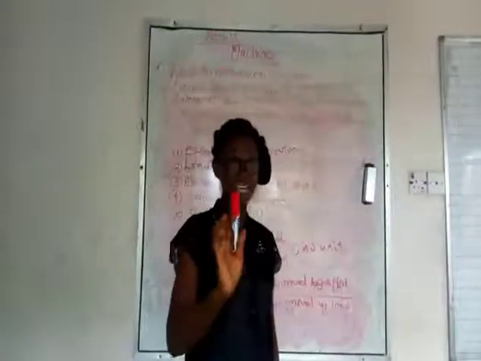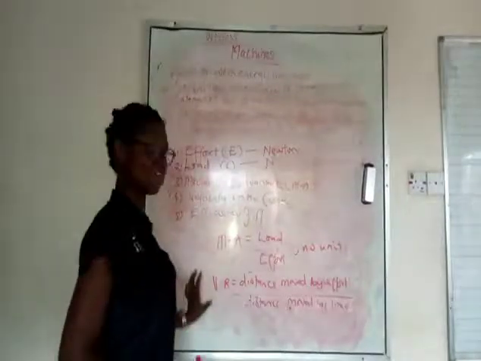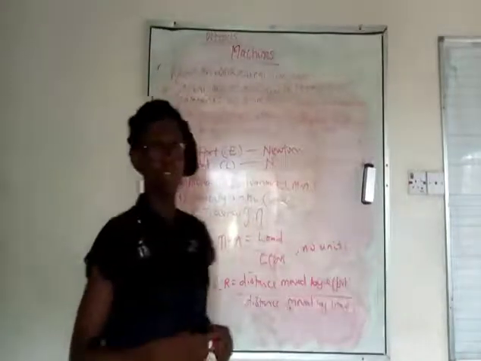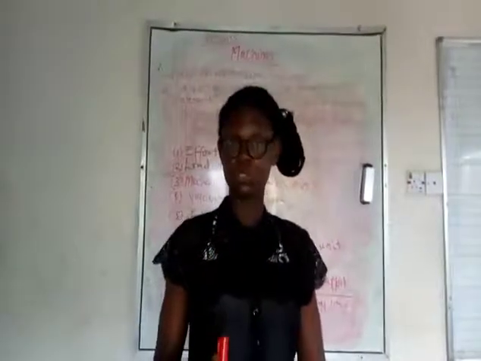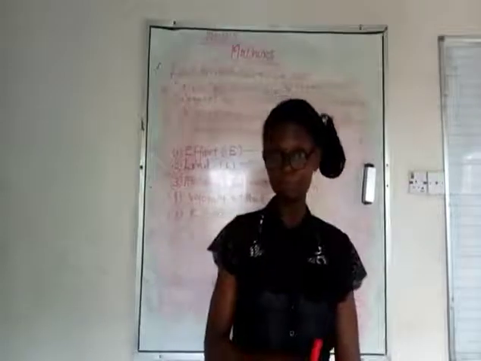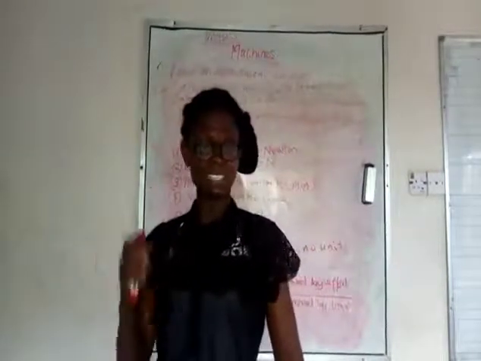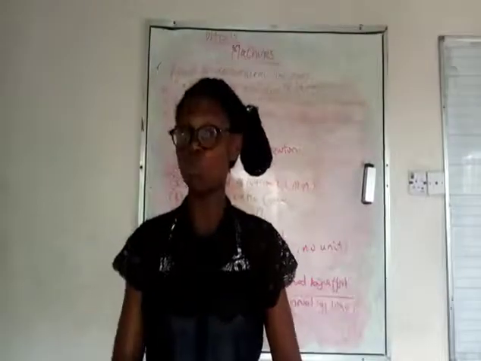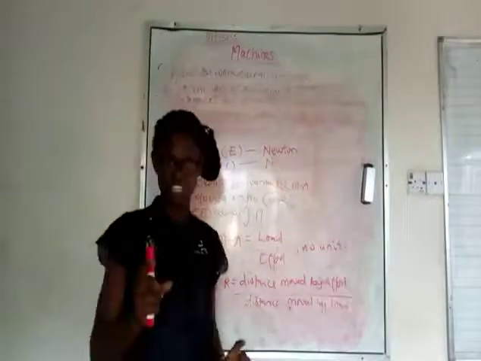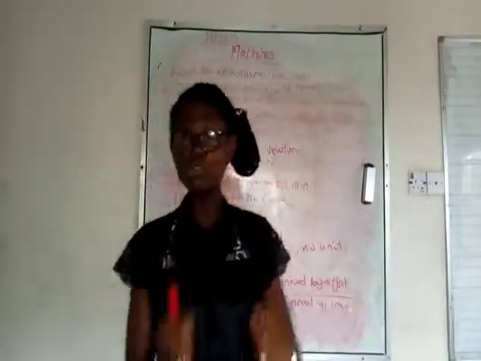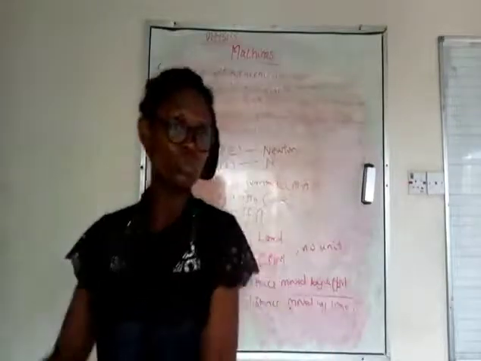Alright, let me say a few things for mechanical advantage and velocity ratio. Remember that your mechanical advantage depends on friction. In your SS1, we did friction. For a body to actually move, the force that is applied, part of it is used to overcome friction. So you see that the effort that is being applied to a machine, part of it is used to overcome friction, and then part of it is used to raise the load.